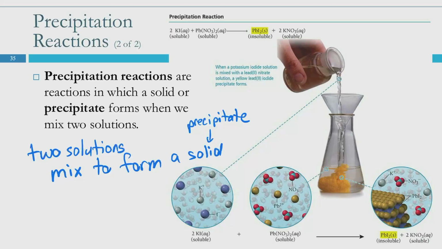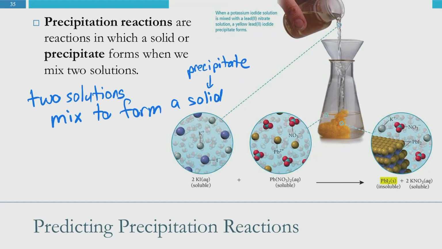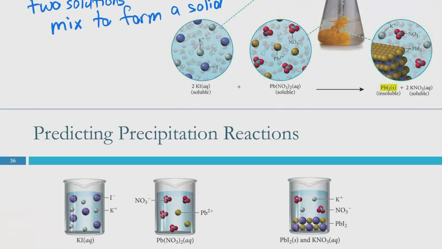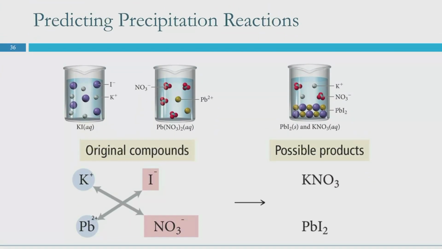You can also get precipitates other ways by messing around with solubility, but we wouldn't consider those precipitation reactions typically. The way that we predict precipitation reactions is we would take our original components. So we've got potassium iodide, K+ and I-, and we've got lead(II) Pb2+ and NO3-, and we're looking for what are the new combinations that we can make.